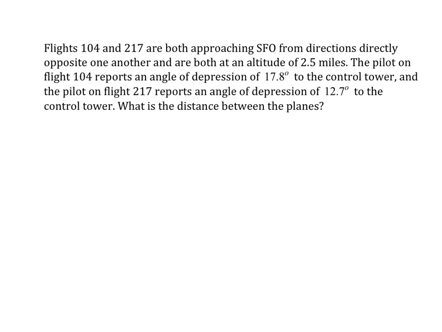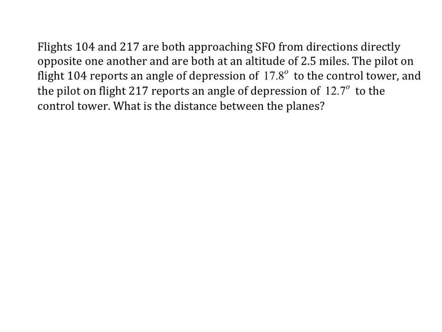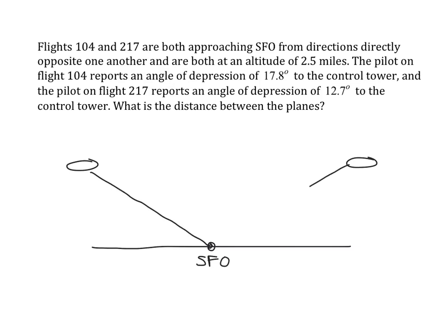All right, and here we're going to try one more problem together. So this says flights 104 and 217 are both approaching SFO from directions directly opposite one another, and both are at an altitude of 2.5 miles. So that's how high they are in the air. So maybe here's SFO, and they're both approaching SFO from directly opposite directions. So one's coming from this direction like this, and one's coming from this direction. And both, again, are 2.5 miles in the air.